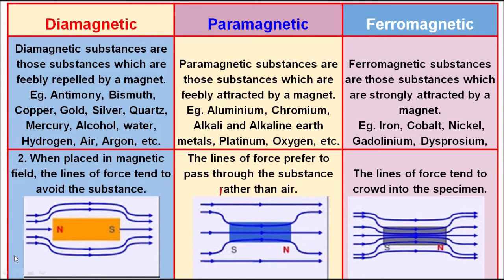So we can see this in this chart. It beautifully differentiates these materials into diamagnetic, paramagnetic and ferromagnetic materials. Okay, I have downloaded it from the internet. So diamagnetic substances are those substances which are feebly repelled by magnets. Examples are antimony, bismuth, copper, gold, silver, quartz, mercury, and so many diamagnetic materials are there.